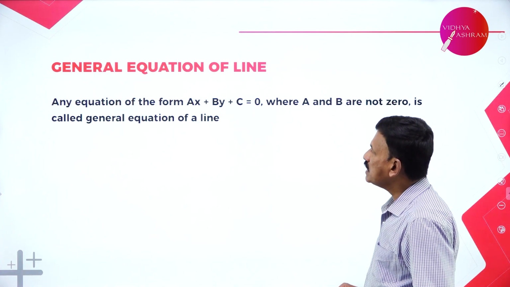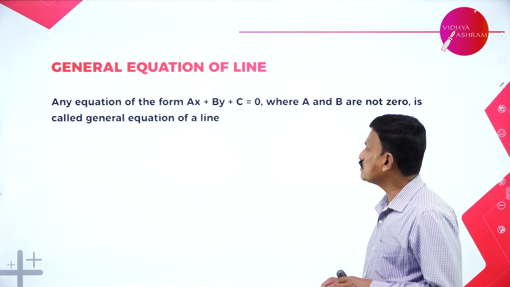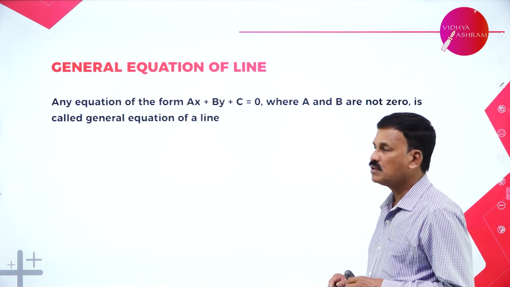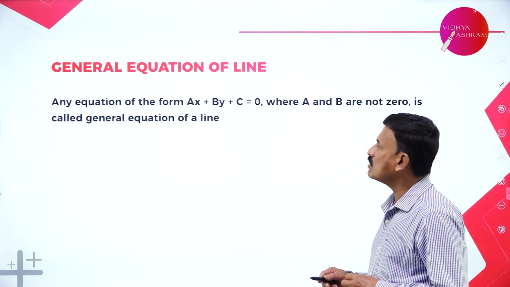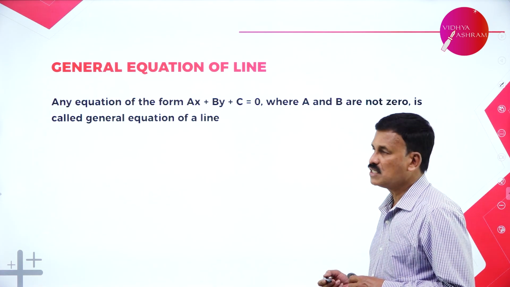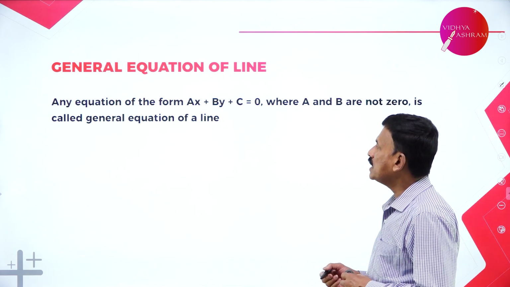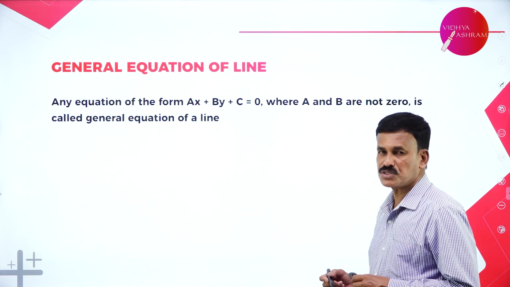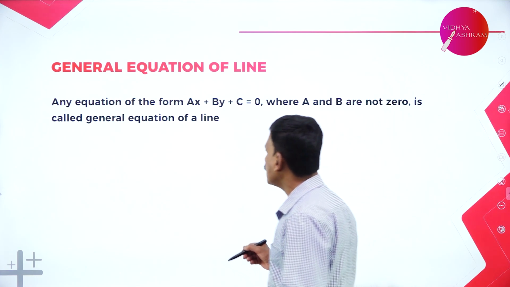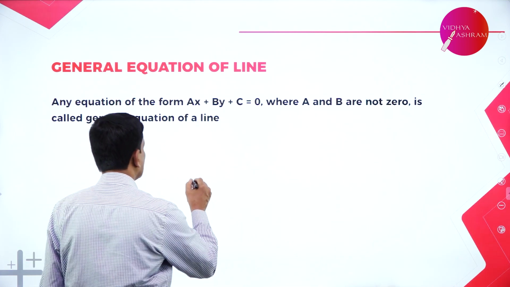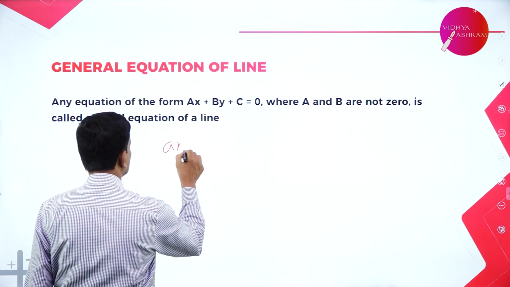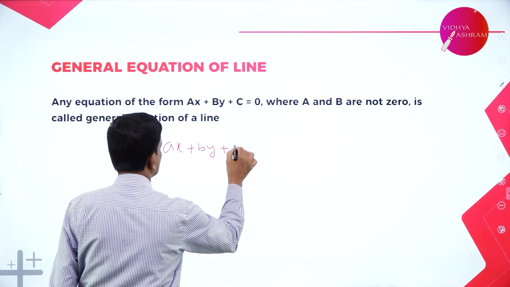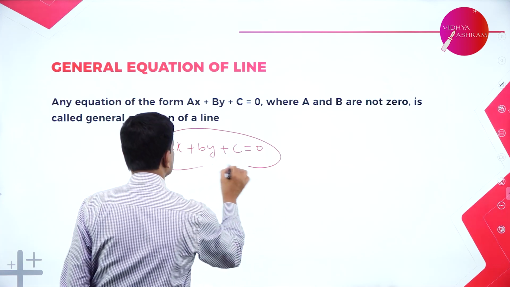Any equation of the form ax plus by plus c is equal to 0, where a and b are not zeros, is called the general equation of a line. So if a and b are not zeros, ax plus by plus c is equal to 0 will always represent the general equation of a line, right? So we can also write like this, ax plus by plus c is equal to 0 is the general equation of a straight line.